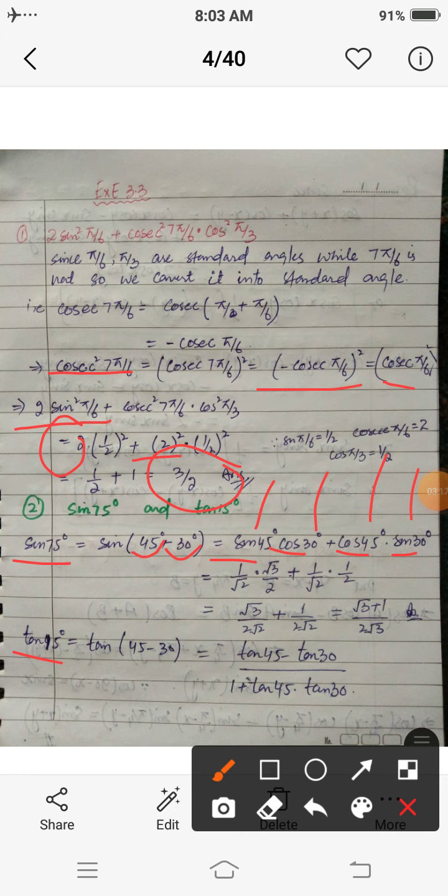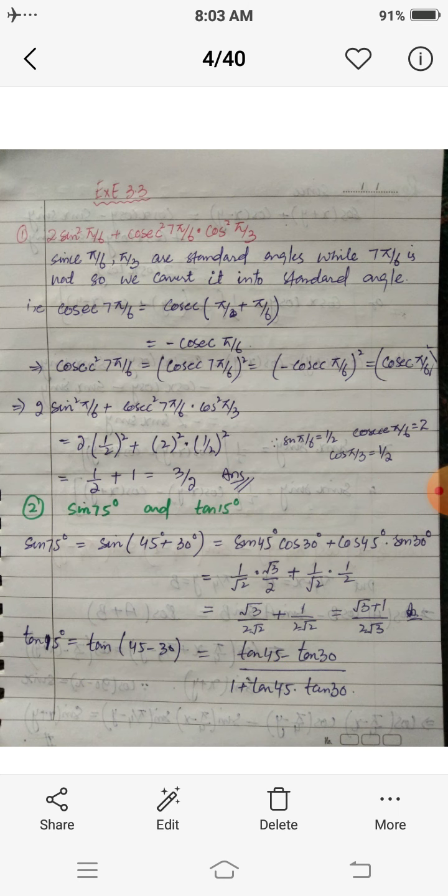Similarly, tan 15°. Now 15° is not standard, so we convert it into standard angles. 15 can be written as 45 − 30, because 45 − 30 is 15. So tan 15 can be written as tan(45 − 30). Here 45 is A and 30 is B, so using tan(A − B) = (tan A − tan B)/(1 + tan A tan B), substitute the values of tan 45 and tan 30 and you get the value of tan 15°.